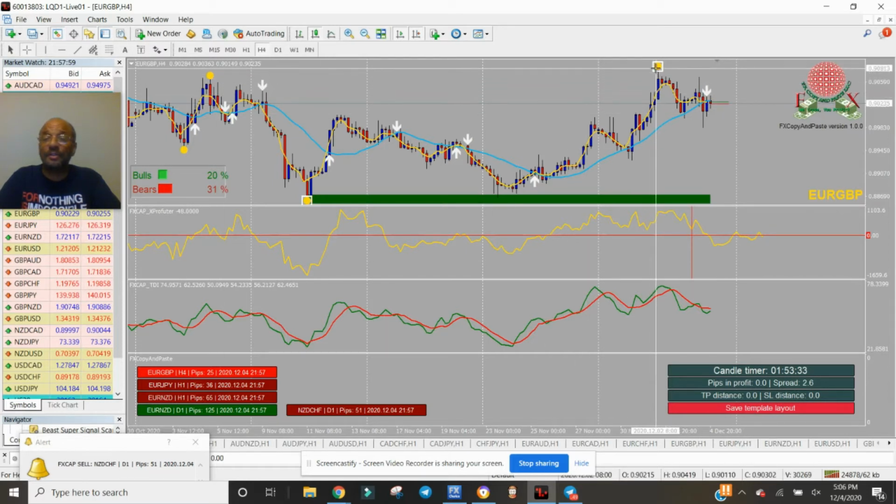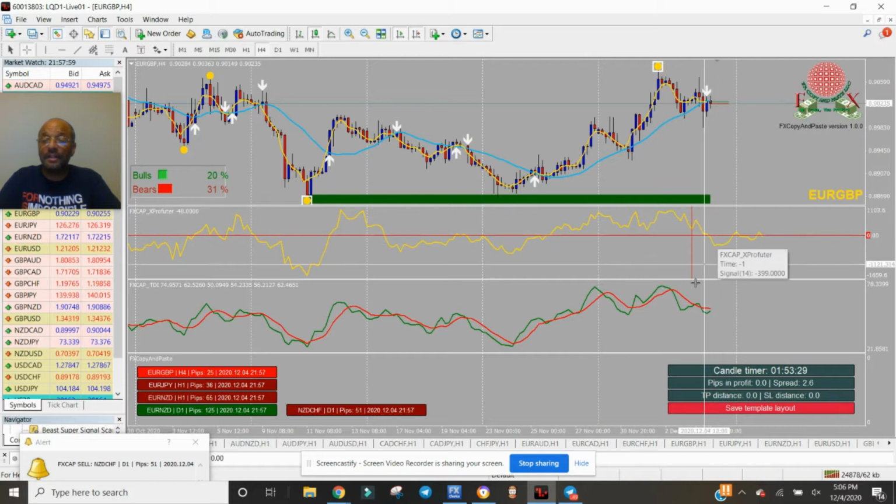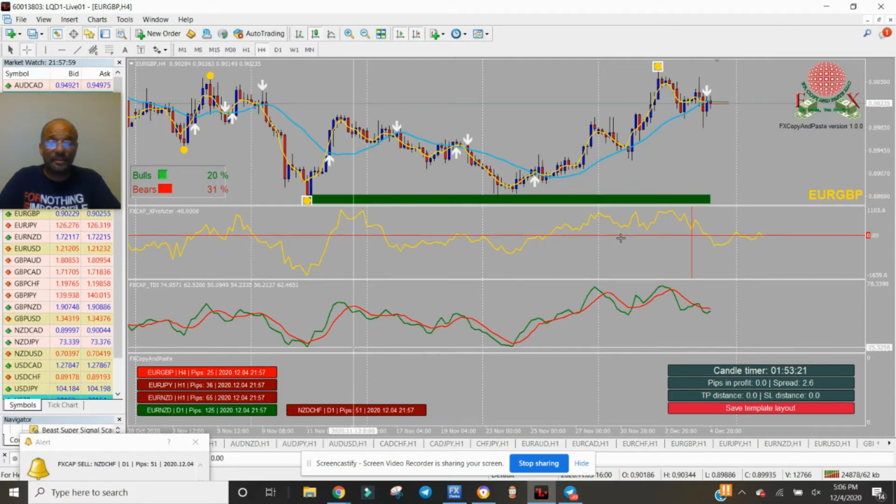We got the reversal. We got the entry arrow. Look at our FxCopyAndPaste going down. Look at our TDI going down, right? 25 pips. We want to take it what, y'all? I teach we want to get half of those. So just say 10, 15 pips on this, right? 10 to 15 pips on this trade. Look at the next one.